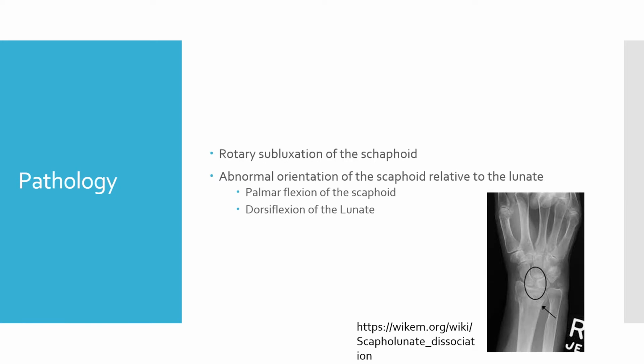Pathology: this is a rotary subluxation of the scaphoid, an abnormal orientation of the scaphoid relative to the lunate, and this is usually palmar flexion of the scaphoid and dorsiflexion of the lunate.